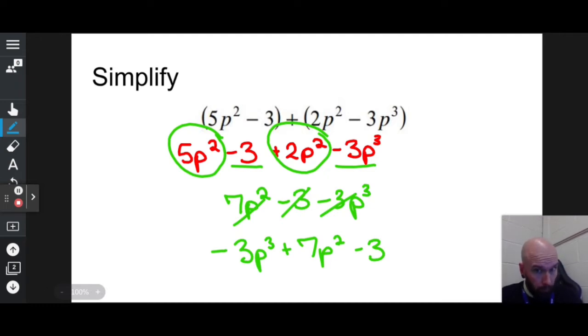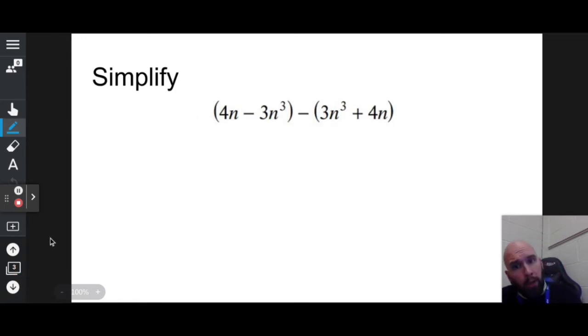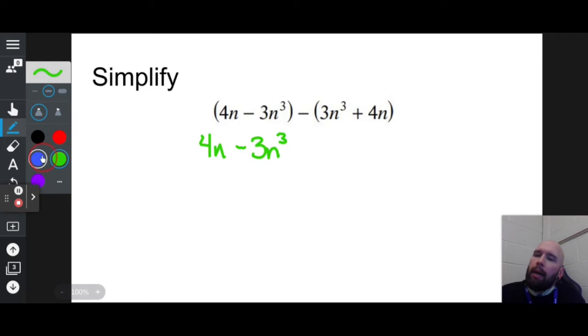Okay. Not so bad. This one's slightly different though. Let's follow the same rules. I have nothing in front of my parentheses, so I don't need them. 4n minus 3n cubed, but I have a negative in front of the parentheses.